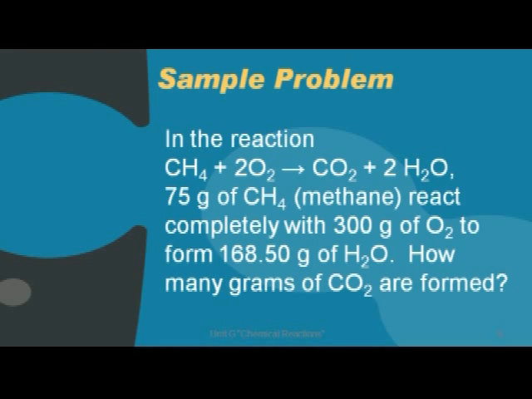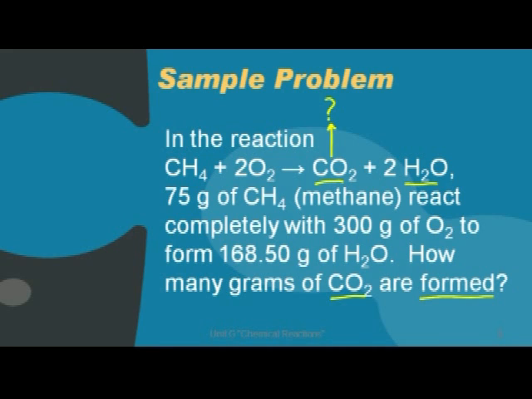Now let's look at a sample problem that uses one of our chemical equations. We're looking again at methane combined with oxygen to make carbon dioxide and water. In the problem, it tells us that 75 grams of methane are reacted completely with 300 grams of oxygen to form 168.5 grams of water. The problem wants us to know how many grams of carbon dioxide are formed.